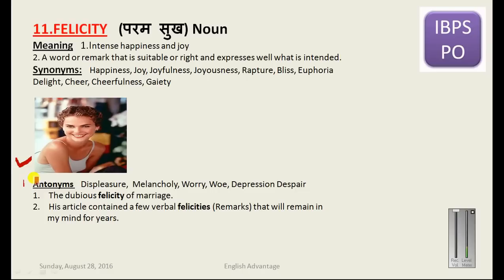And antonyms for this word are displeasure, melancholy, worry, woe, depression, and despair. So these are the corresponding antonyms for this word. The dubious felicity of marriage. His article contained a few verbal felicities, meaning remarks. Felicity also means suitable remarks that will remain in my mind for years. So felicity has two meanings. One meaning is intense happiness, and the second meaning is verbal remarks.